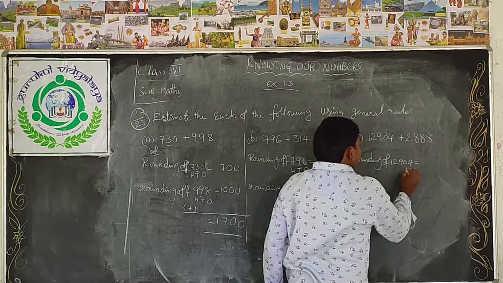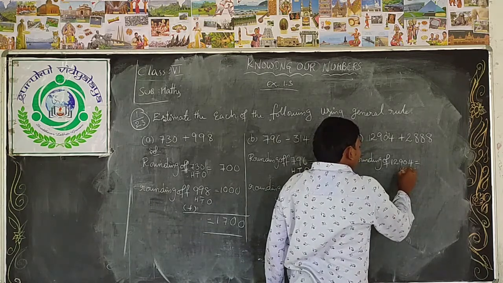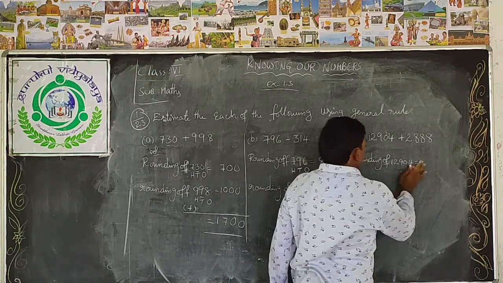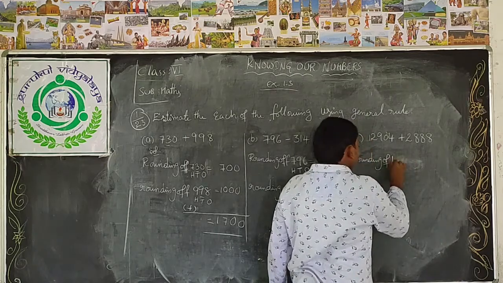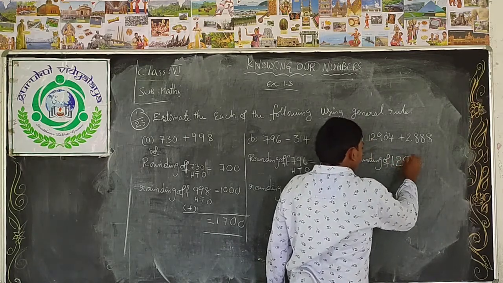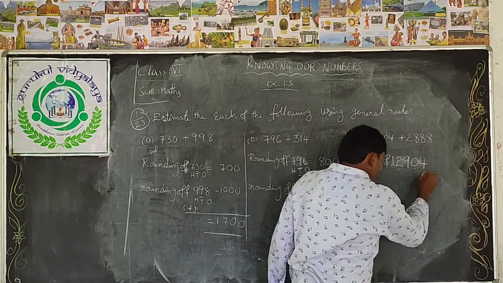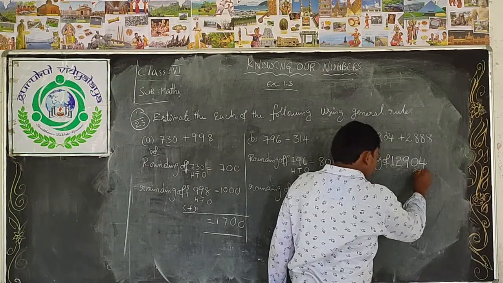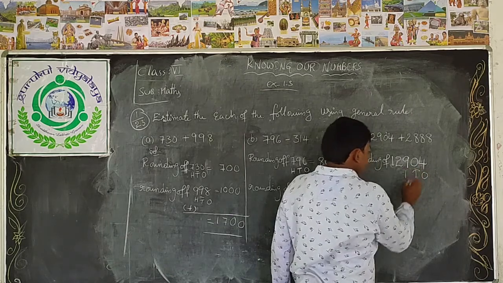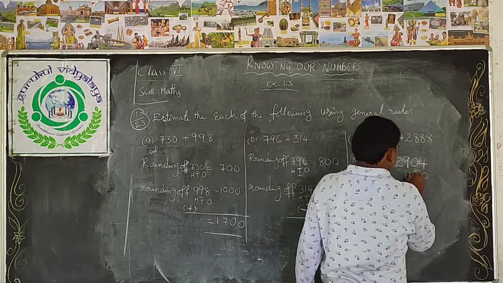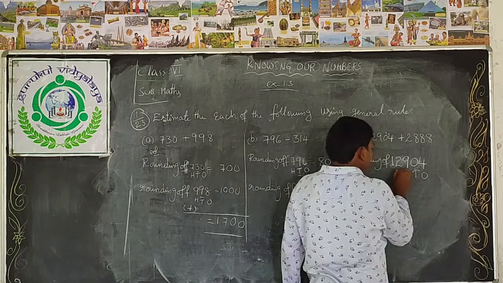In ones place, tens place, hundreds place. You can write the big numbers. It will be 12904. This is ones place, tens place, hundreds. What is that? Hundreds place, thousands place.